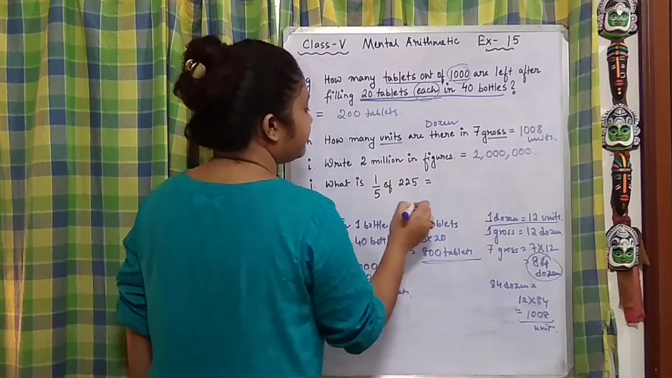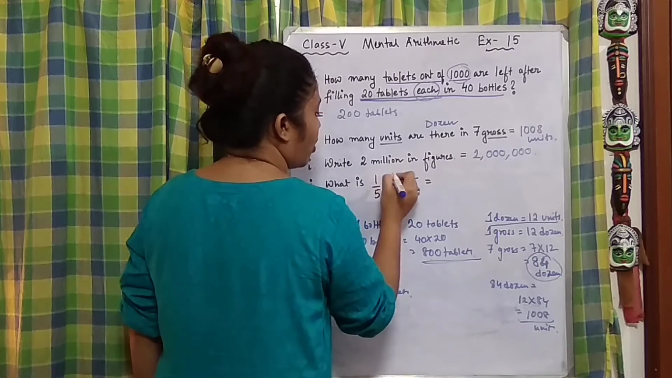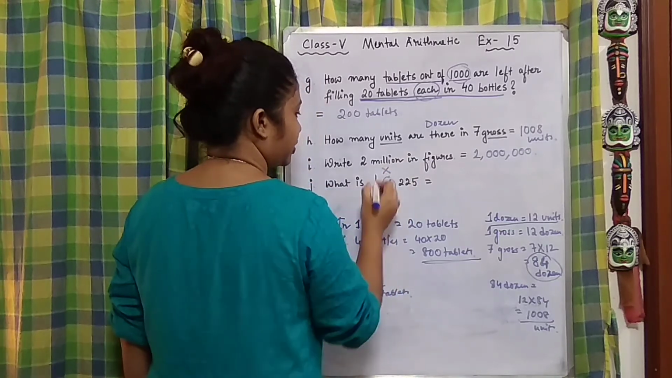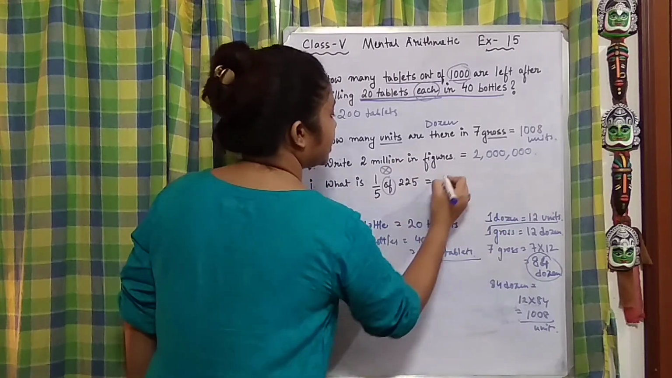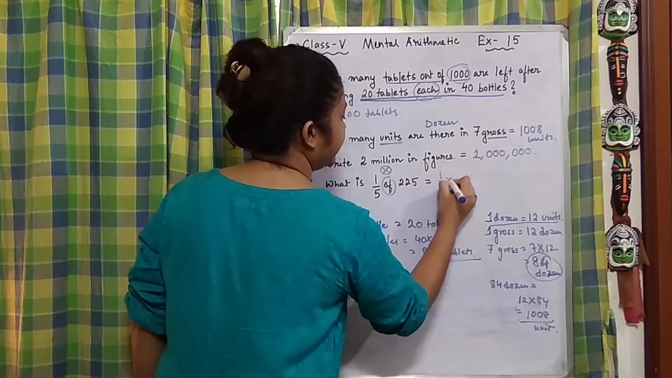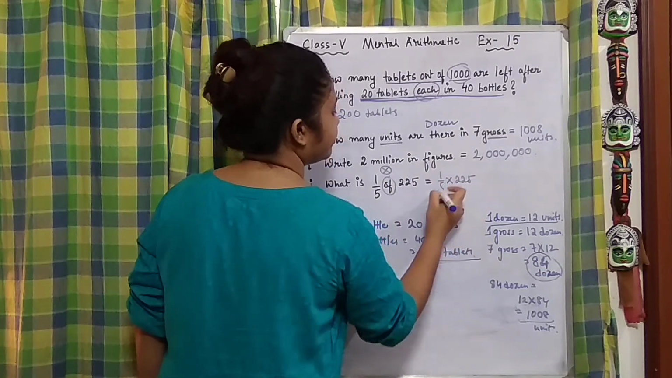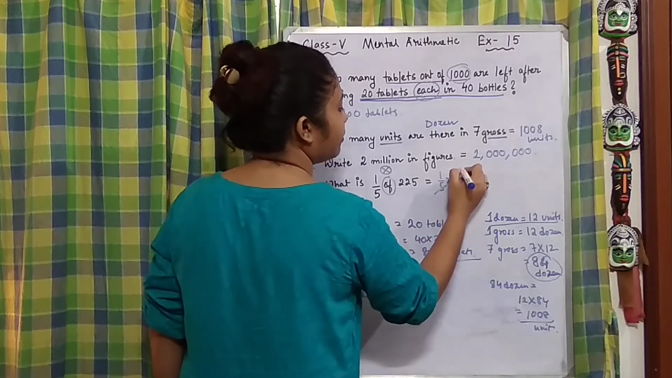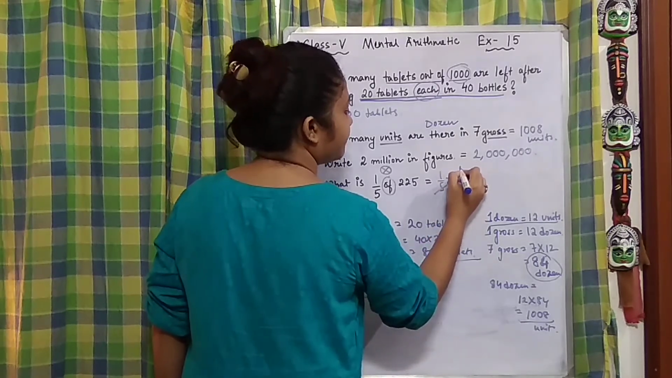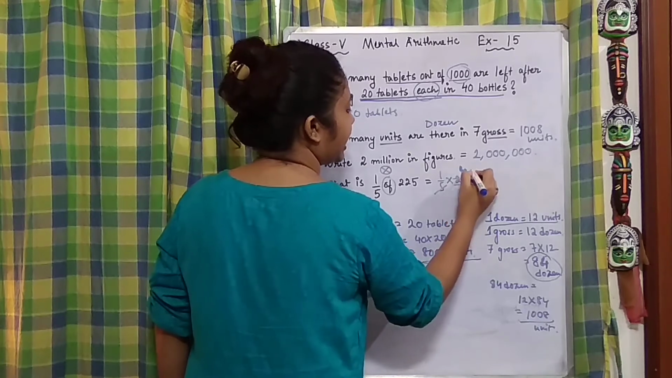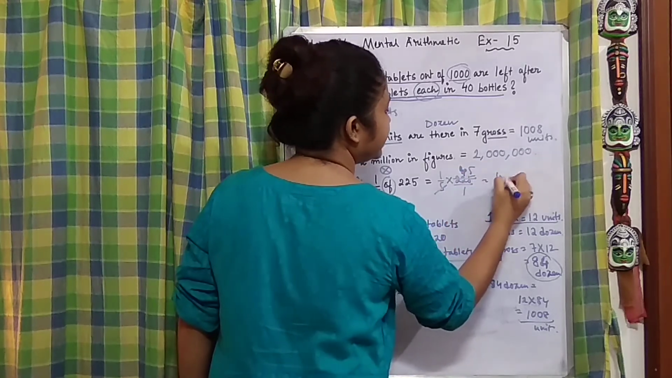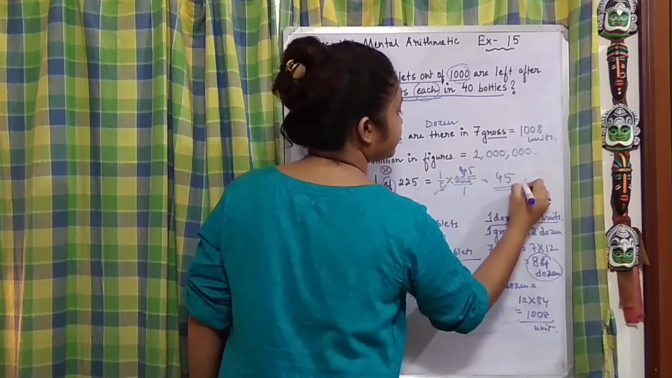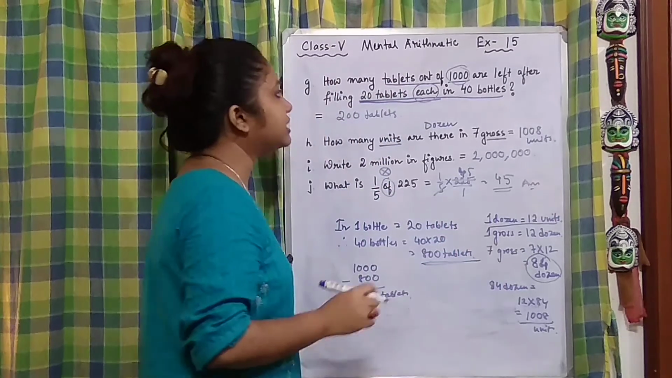What is 1/5 of 225? Now, of means multiplication. Okay. So here 1/5 into 225. So we are going to divide 225 by 5. So here what are we going to get? 5 4s are 20 and 5 5s are 25. So it is 45. So this is it for this class.